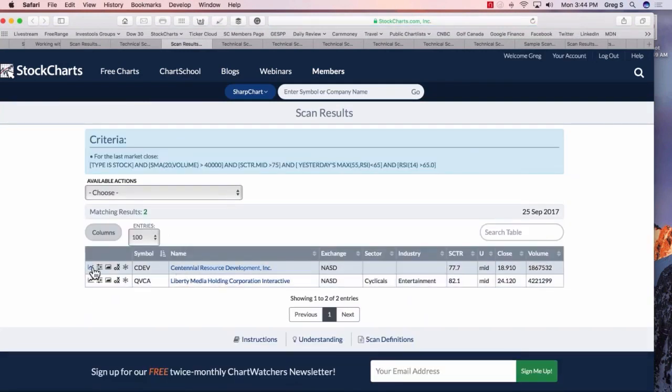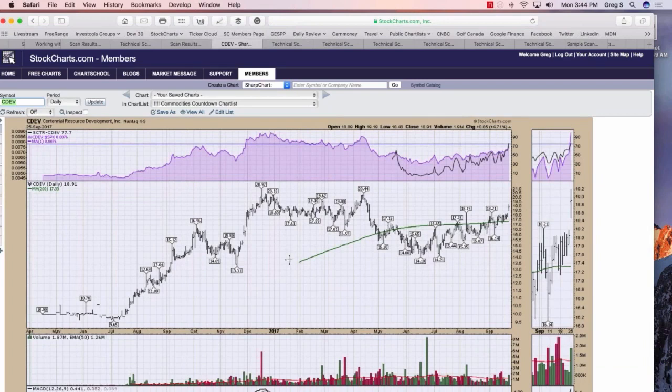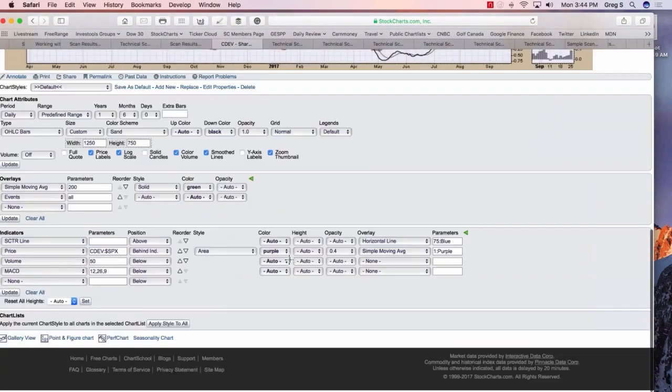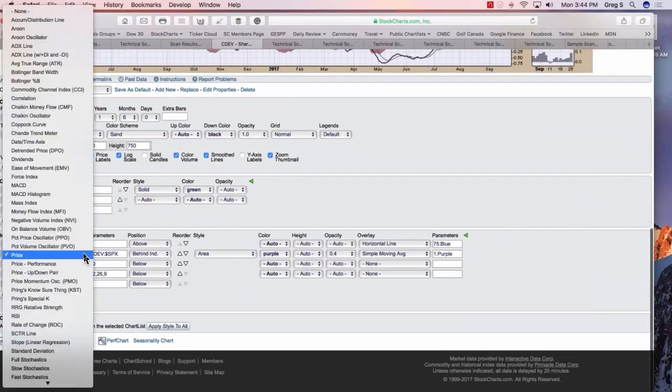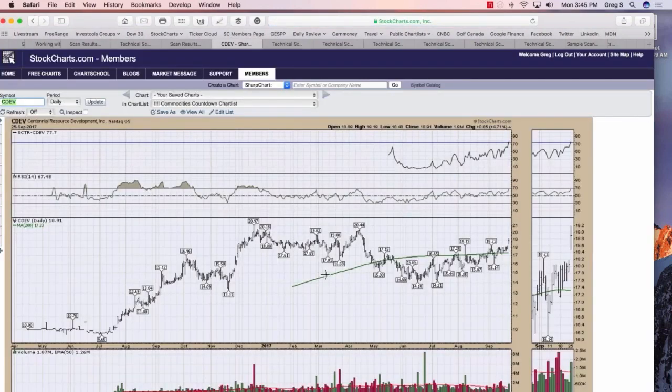And we got 2 things that met this. So we're just going to go quickly look at them. And what we have here on this particular stock, we're going to need to put both the scooter on there, and we're going to need to put the RSI. And we want this to just be above. And we're going to take this. So here is the RSI, and we can see that it just couldn't break out here.